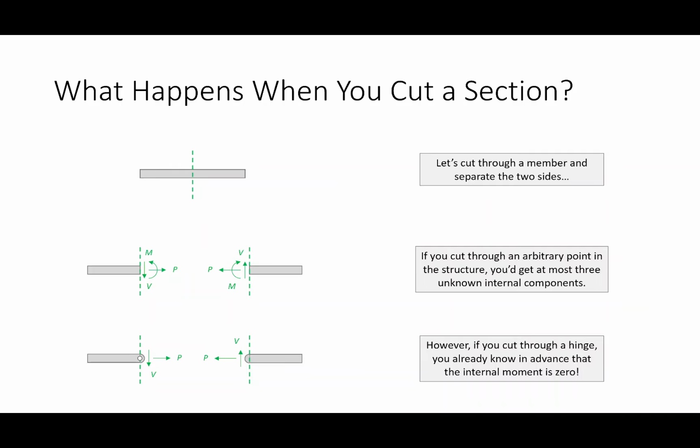Okay. All right. So what I'm going to do is, like I said, I've cut a section. Let's spread that apart. Okay? So what I want you to do is recognize that those two pieces of the beam, I'm sort of treating as two separate structures. They're two completely different structures. Okay? And I propose that when you cut through an arbitrary section, you have at most three unknowns. Okay? So let's just break down those one at a time.